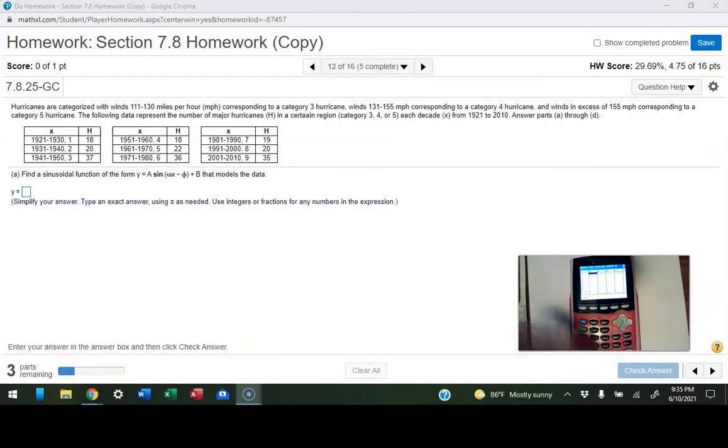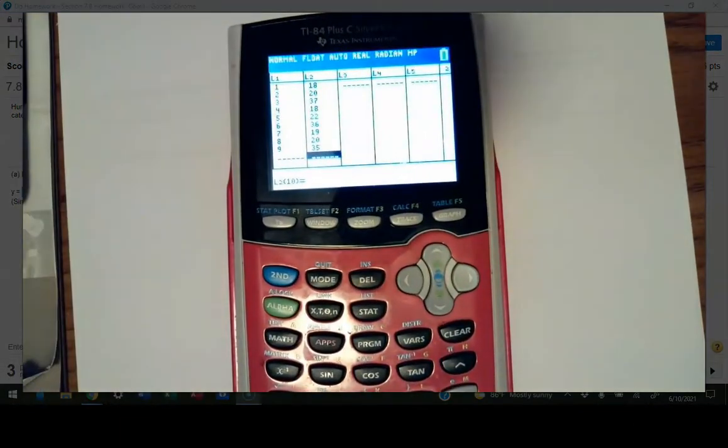It's going to be 18, 20, 37. So I've got 18, 20, 37. And then I've got 18, 22, 36. And for my last column, 19, 20, and 35. So I've got my big picture. I've got my 9 data points. These are just coordinates on a plane. So 1, 18, 2, 20, 3, 37.